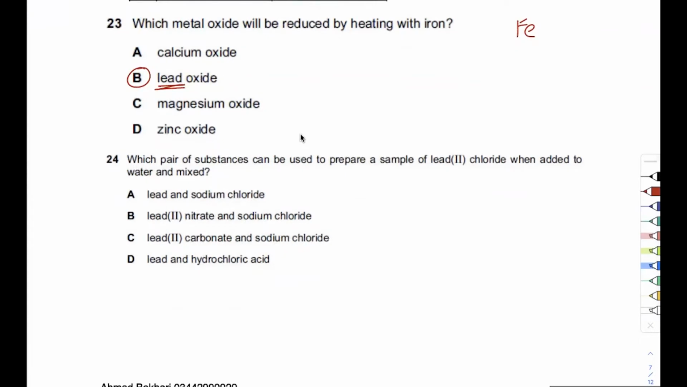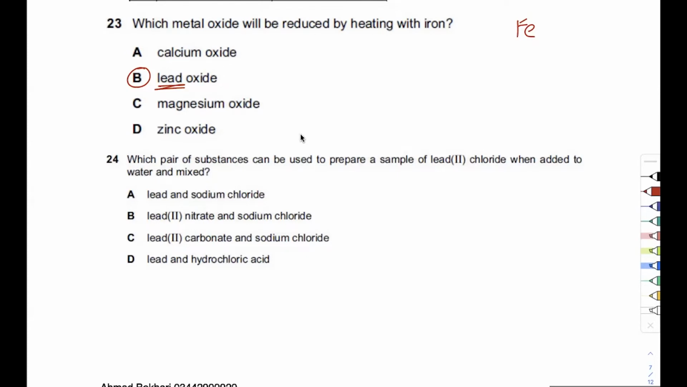Which pair of substances can be used to prepare a sample of lead chloride when added to water and mixed? Again, the only thing you need to remember is whether lead chloride is soluble or not. And for chlorides, we know that silver, mercury, lead, they are insoluble. So because of that, we can take this one. In your syllabus this year lead is not going to be on the question, but it could very well be something else that is insoluble. They could have given us silver chloride. So we should know that we are making an insoluble thing, and when you make an insoluble thing, you're looking for 2 soluble compounds.